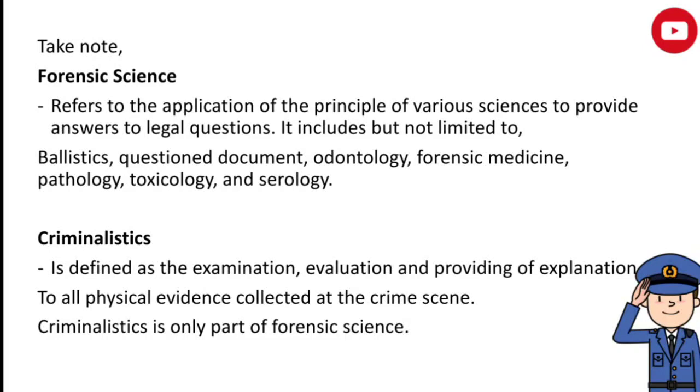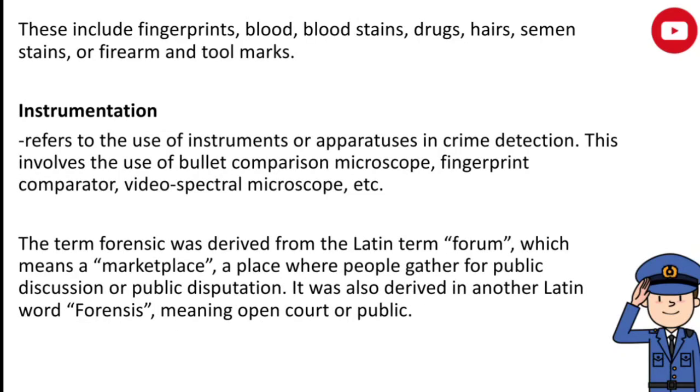So criminalistics is defined as the examination, evaluation, and providing explanation to the physical evidence collected at the crime scene. So criminalistics is only part of forensic science. This includes fingerprints, blood stains, drugs, hairs, semen stains, or firearm and tool marks. So instrumentation refers to the use of instruments or apparatuses in crime detection. This involves the use of bullet comparison microscope, fingerprint comparator, video spectral microscope, and etc.